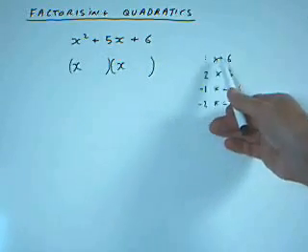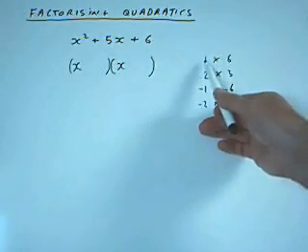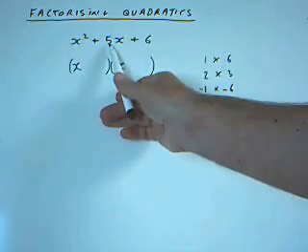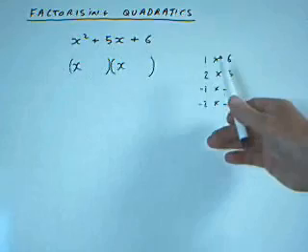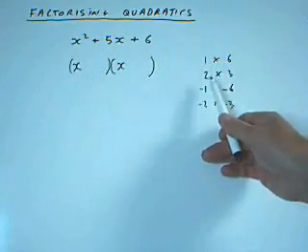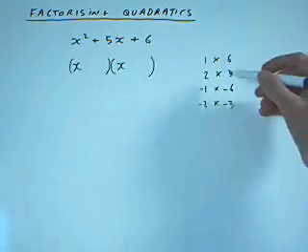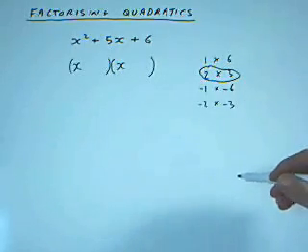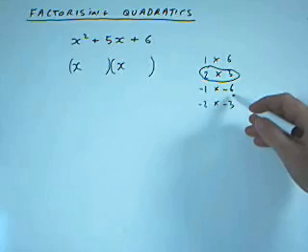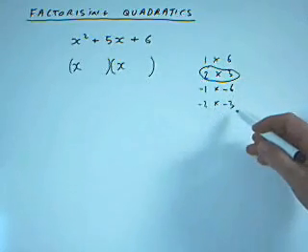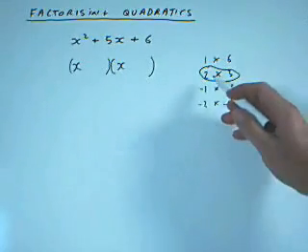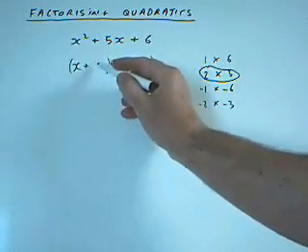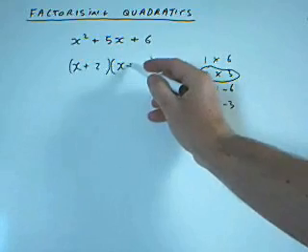And we look at these groups and we find numbers that when we add them together they make that coefficient there, 5. So 1 and 6, no, that's 7, 2 and 3. Here we are. 2 plus 3 makes 5. That would make minus 7. That would make minus 5. So there's our answers, and we put them in. It's plus 2 and plus 3.